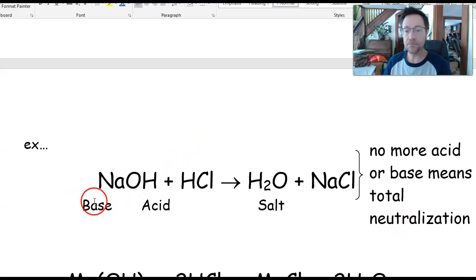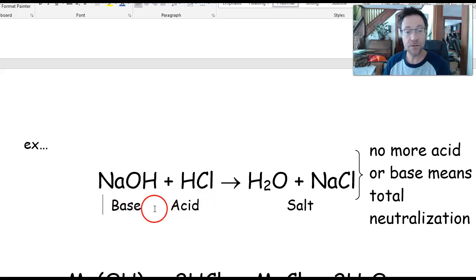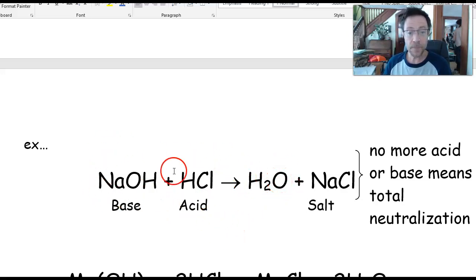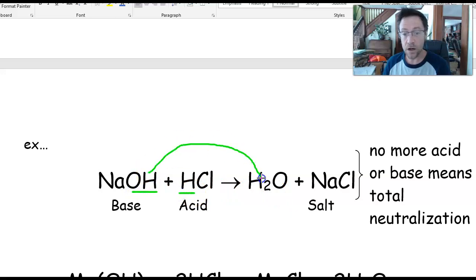Acid, base, water, salt. This is an example of an acid-base reaction. This is your base. This is your acid. Once again, the hydroxide and the hydrogen are what come together to form water. And then the leftovers, the sodium and the chloride, are what make the salt. You dig? I mean, that's really it.